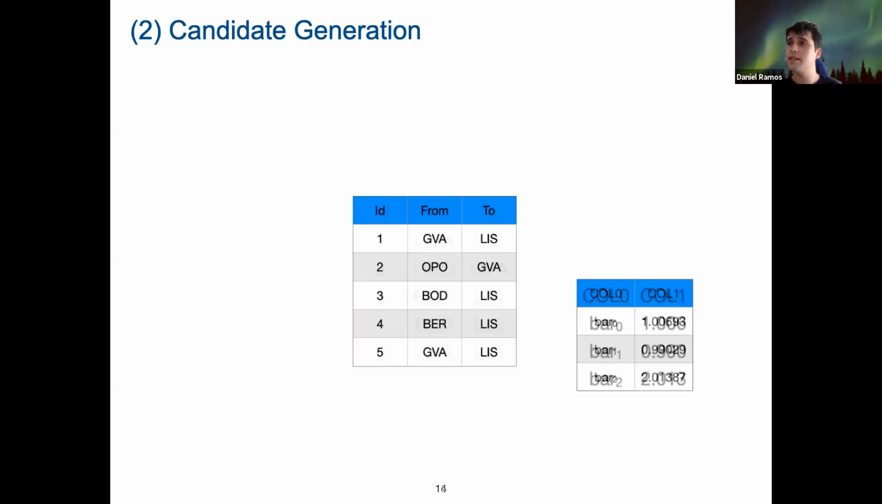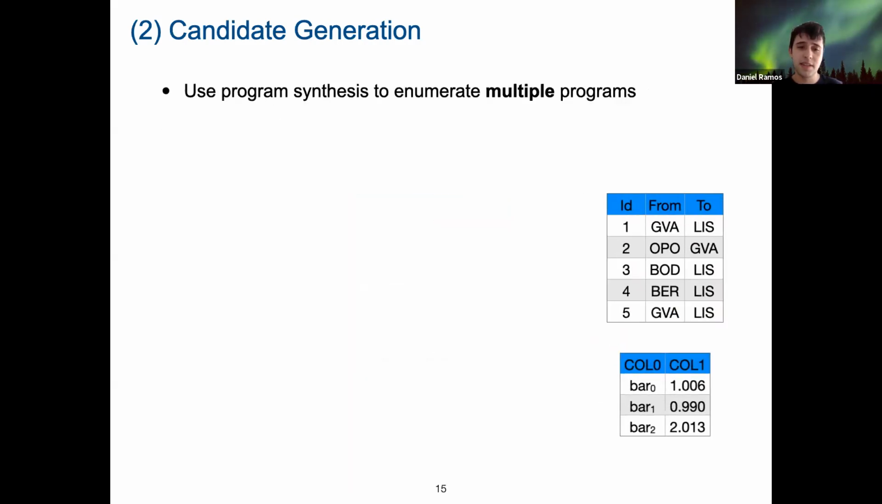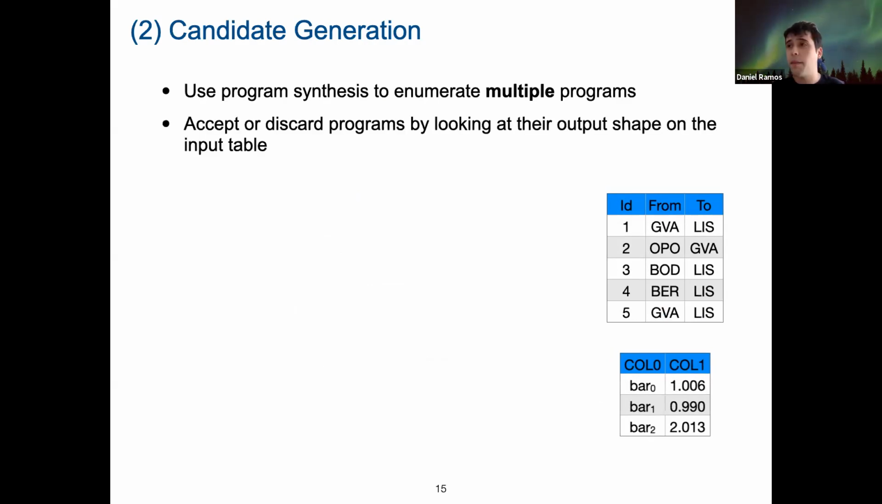So what we do is we use program synthesis to enumerate multiple candidate programs, and we generate multiple candidates and decide to keep or discard a given candidate by running it on the input table and comparing the output shape of that program to the output shape of the extracted table. And I'll show you what I mean with some examples.